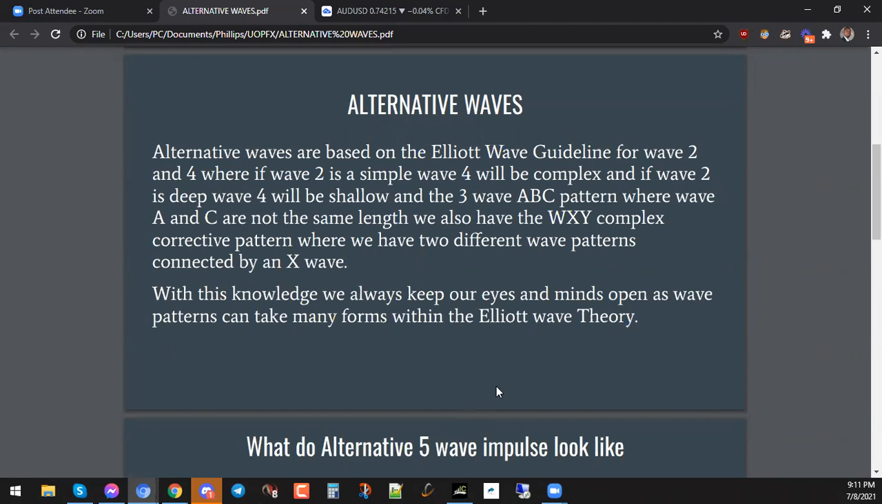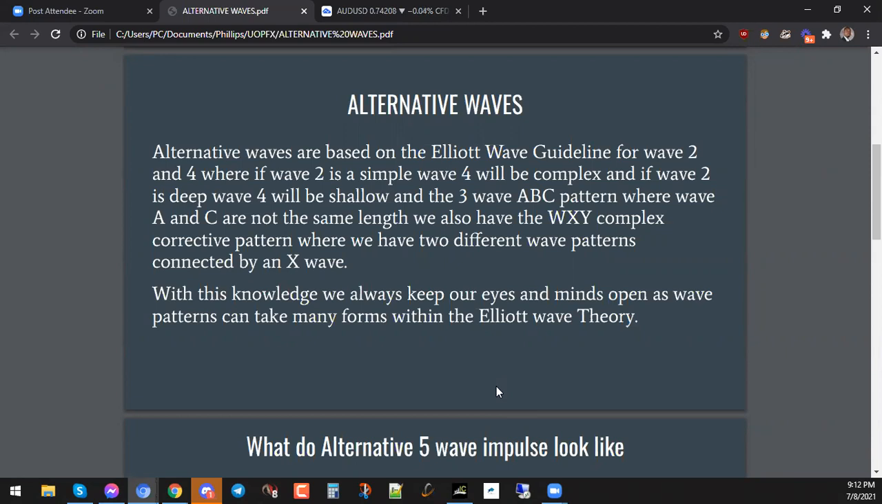We also have the WXY pattern. This is more of a complex wave structure, right? So this is where you basically have two different wave patterns connected by an X wave to form this complex corrective structure, okay?